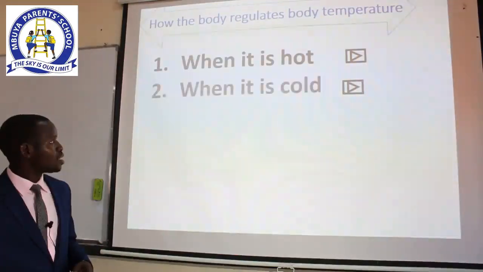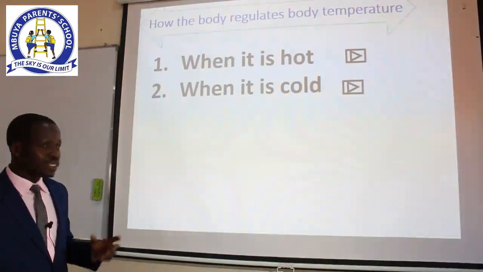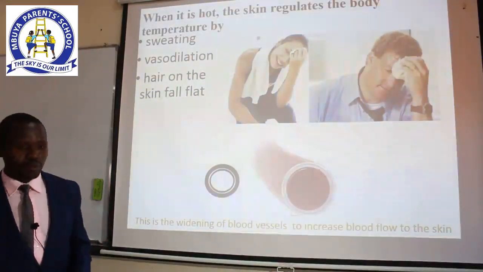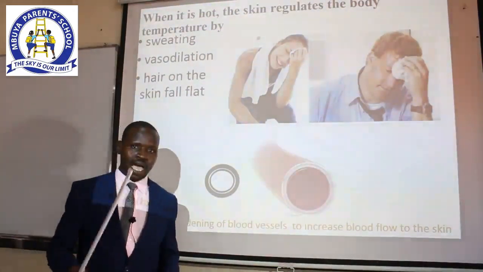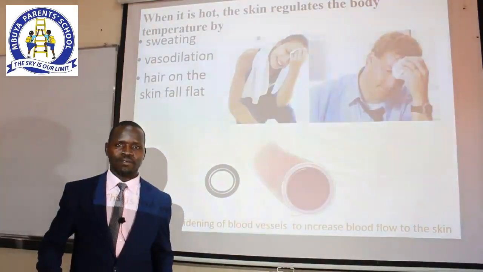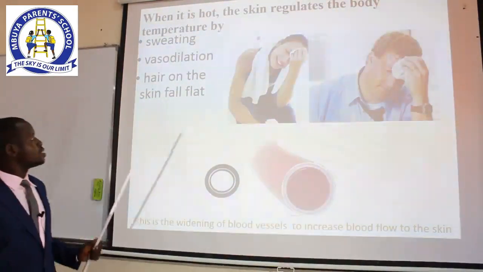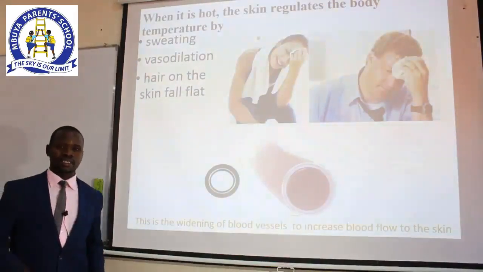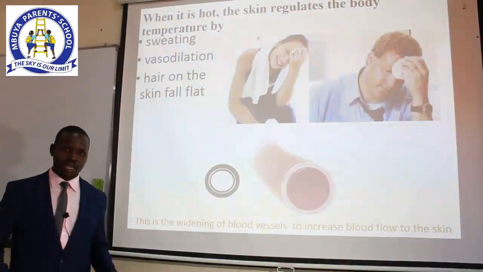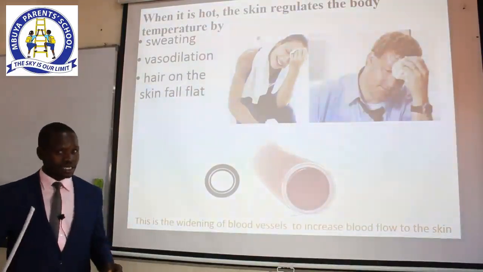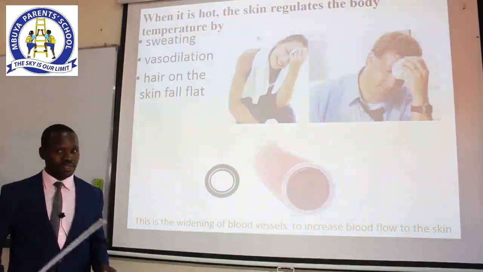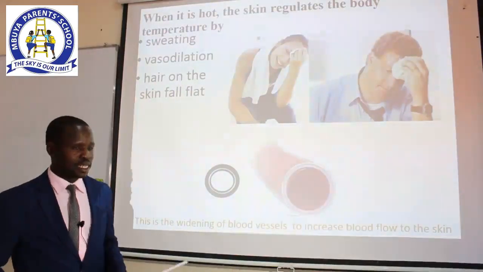So when it is hot or when it is cold, let's look at what happens when the temperature is high, or when it is hot. How does the skin behave? 1, there is what we call sweating. We have already talked about sweating several times, and this only happens during hot temperatures. So that's one of the ways the skin regulates your temperature on a hot day.